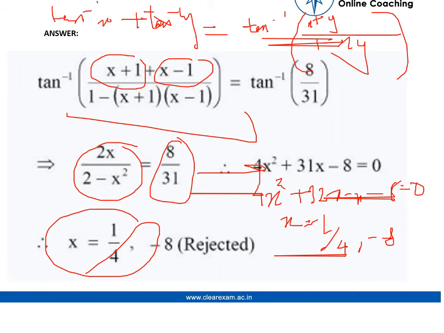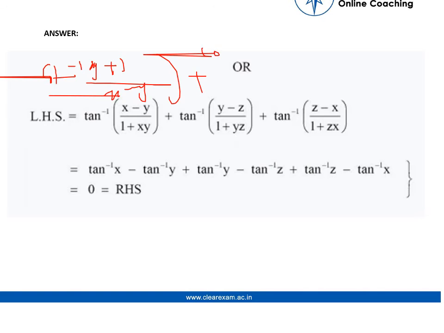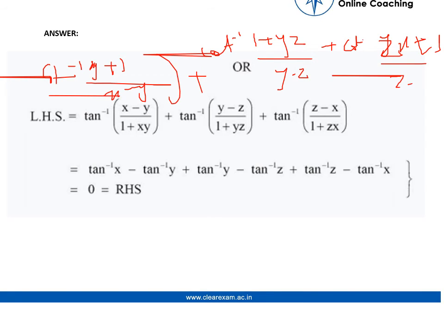Coming to the second part of the question, we had cot inverse of (xy plus 1) upon (x minus y), plus cot inverse of (1 plus yz) upon (y minus z), plus cot inverse of (zx plus 1) upon (z minus x). Let me write the question here.